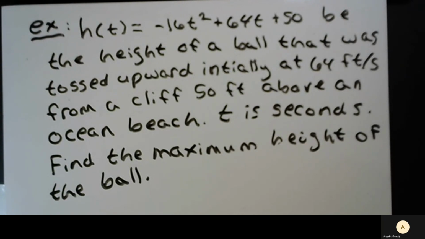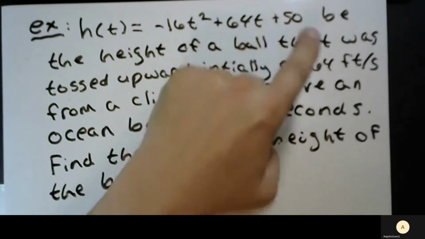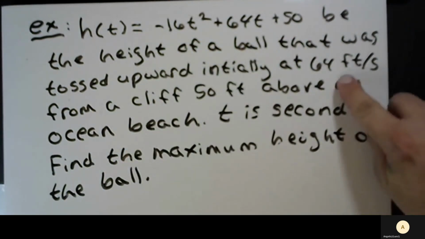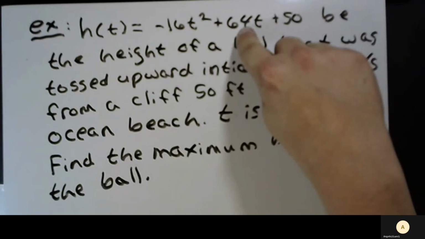So we've got this formula for the height. You can kind of piece it together. You can kind of see what's the parts of the problem in the formula. The 50 feet above the beach, that's going to be that 50 there. The 64 feet per second is going to be that there.